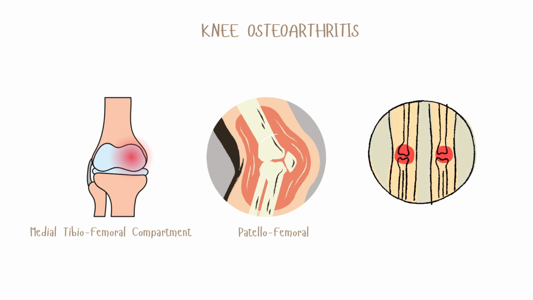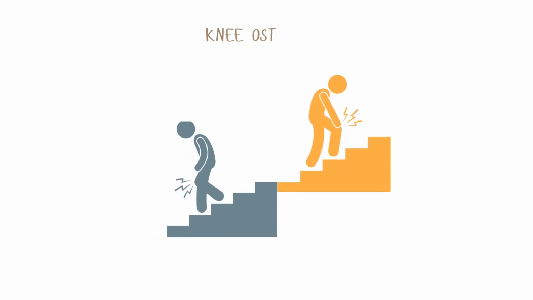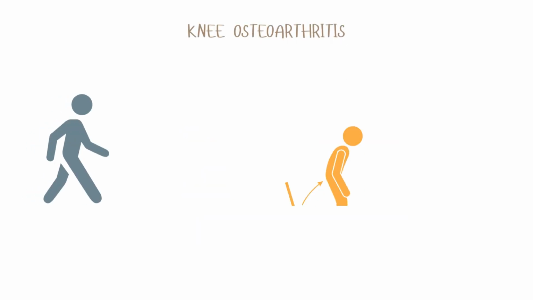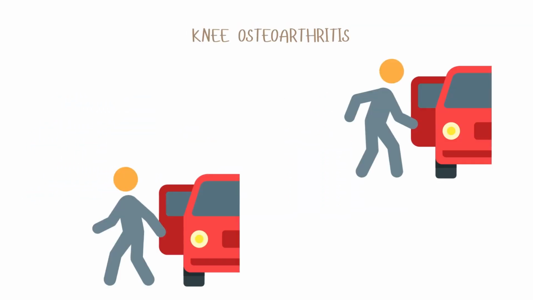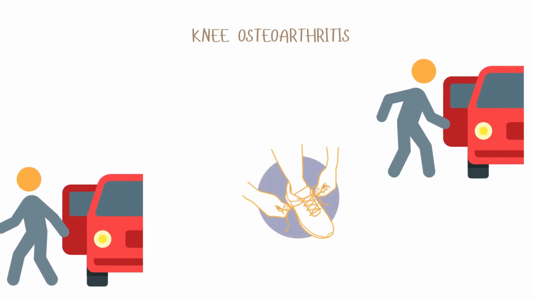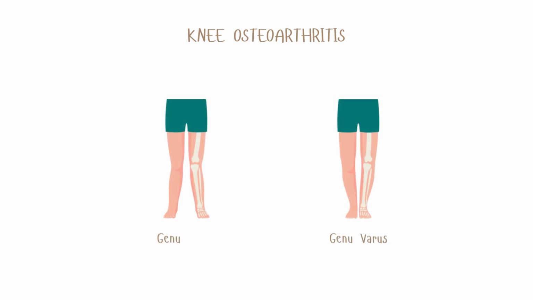Pain is usually felt in the anterior or medial side of the knee and upper tibia, especially when going up or down the stairs. Activities like walking, standing up from the chair, getting in and out of the car, bending to put on shoes might be challenging. The local examination findings may include a varus or, less commonly, valgus or fixed flexion deformities.